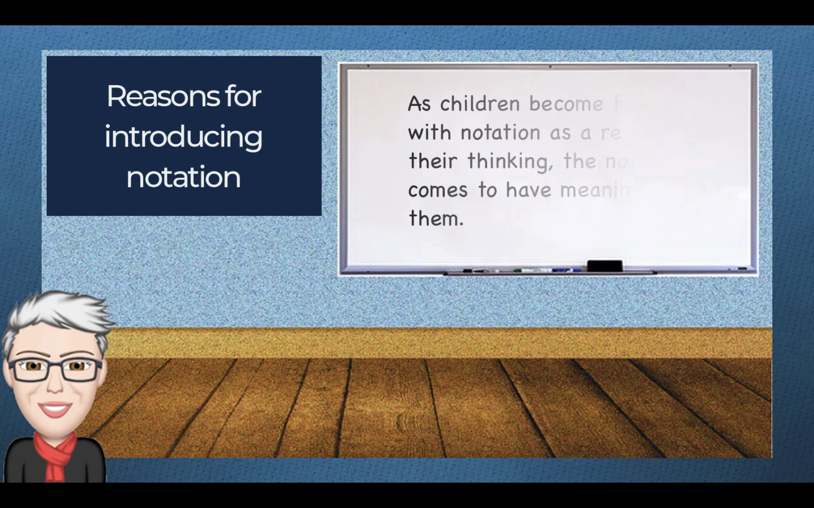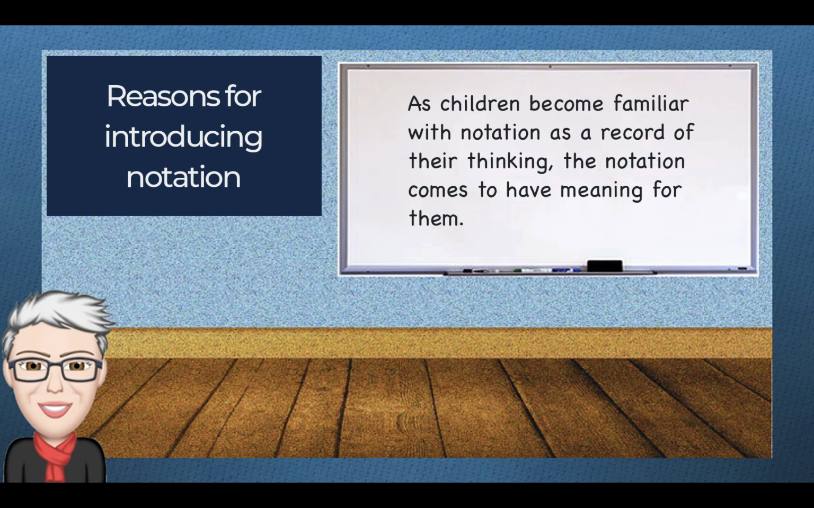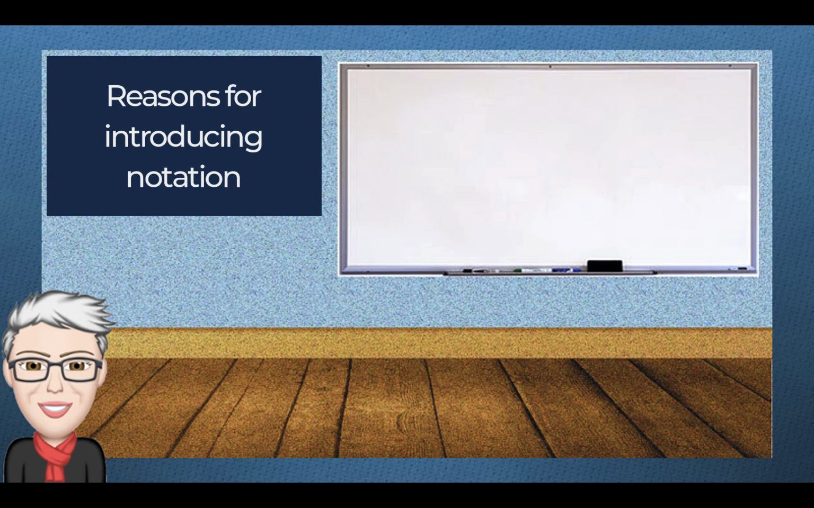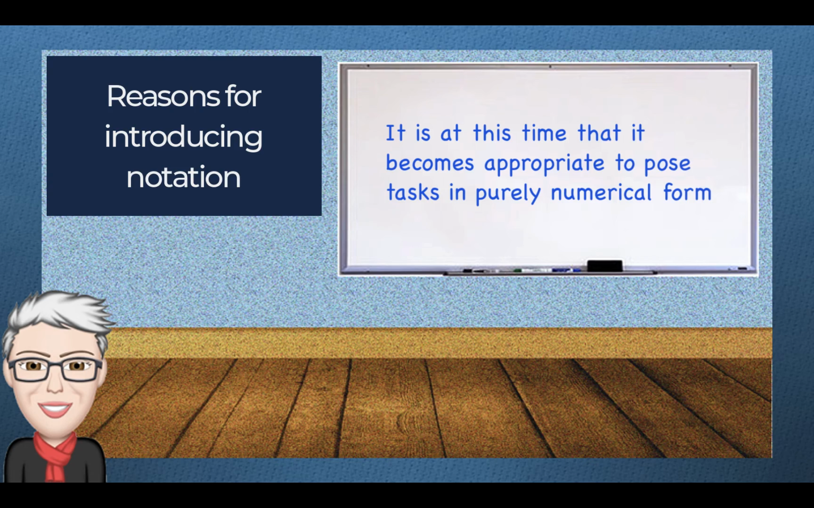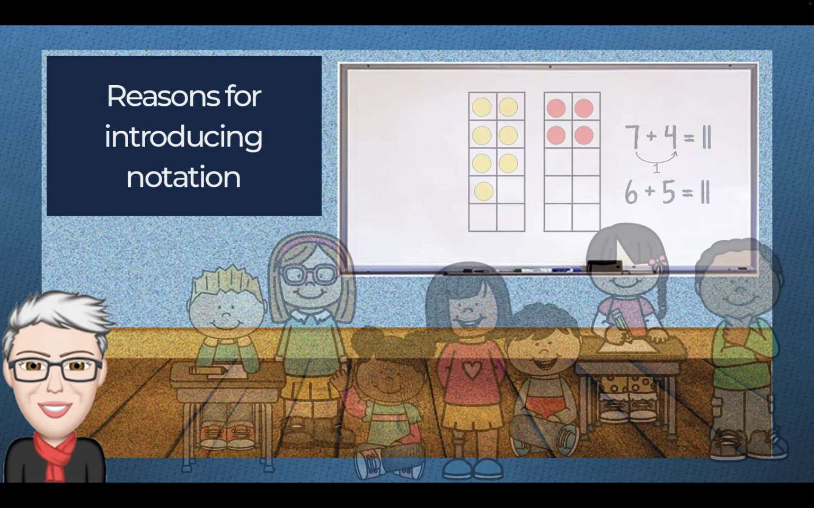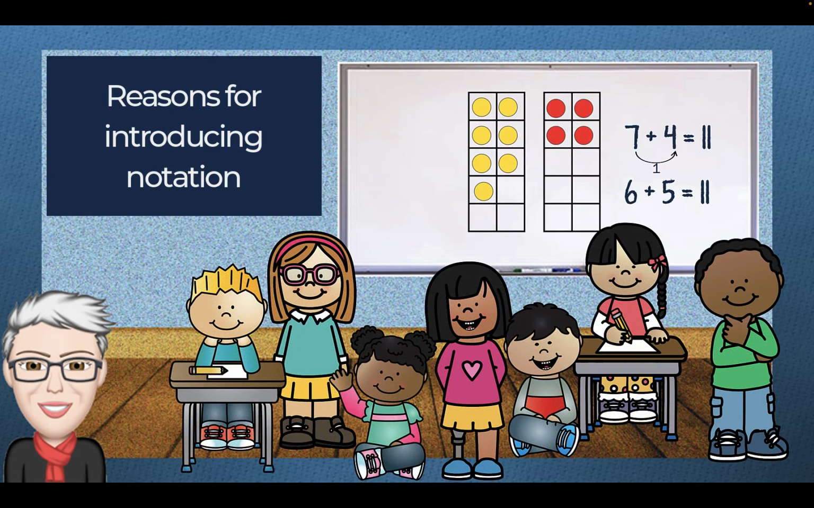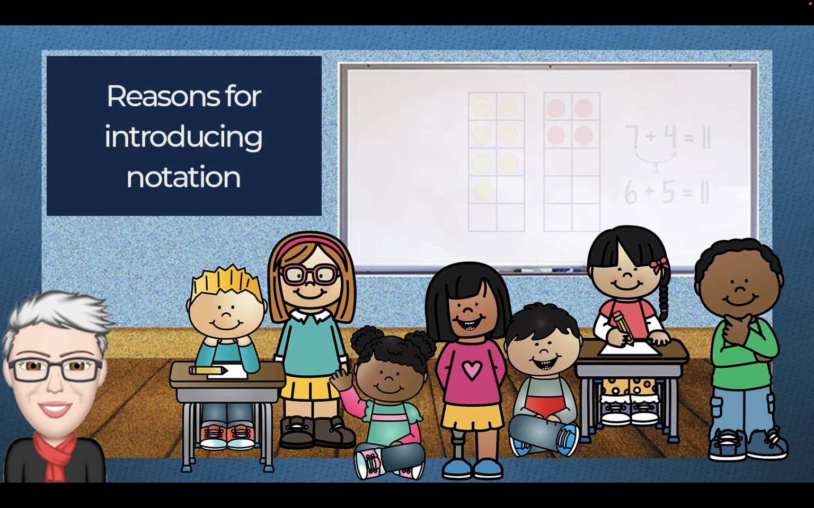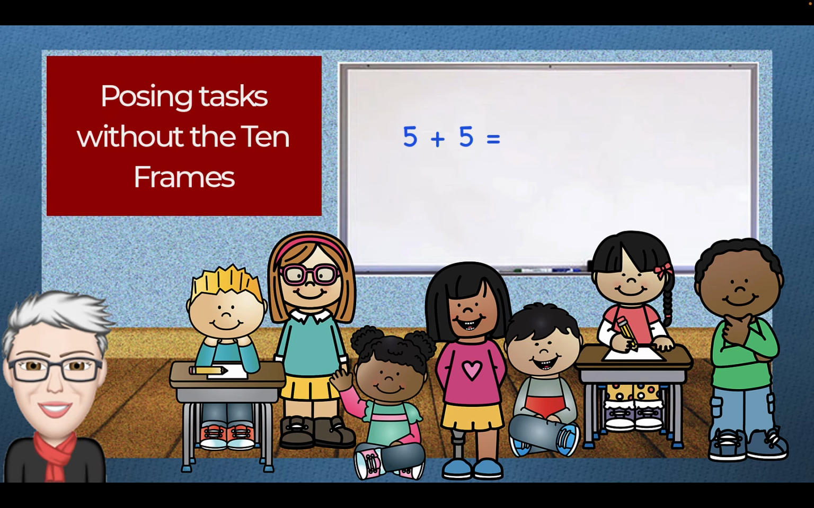There's another important reason for introducing written numerical notation. As children become familiar with it and how it can be a record of their thinking, the notation itself comes to have meaning for them. And it is at this time that it is appropriate to pose tasks in purely numerical form. So after using the flashing task for a while, along with written numerical notation, we suggest posing tasks without using the 10 frames. In the whole class setting, pose a task such as 5 plus 5.